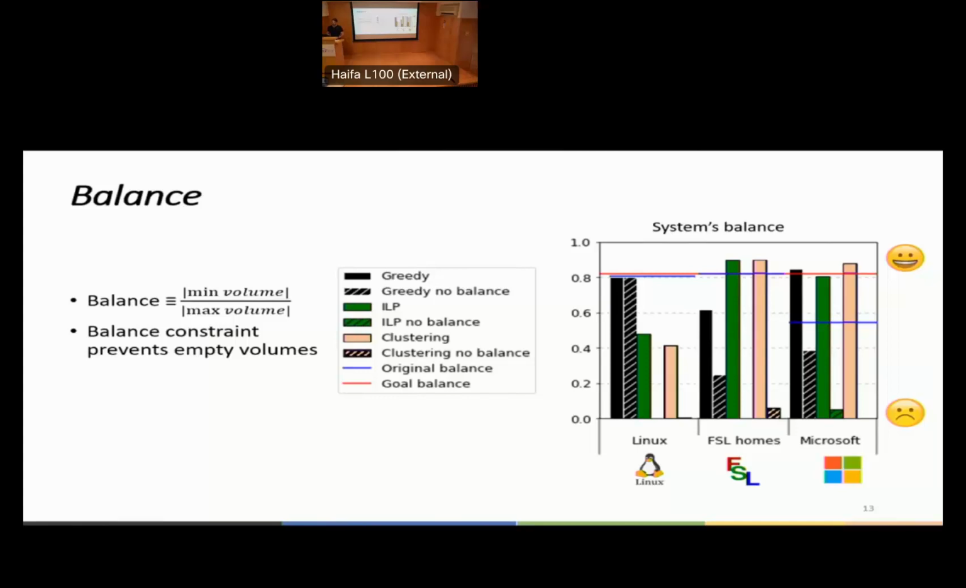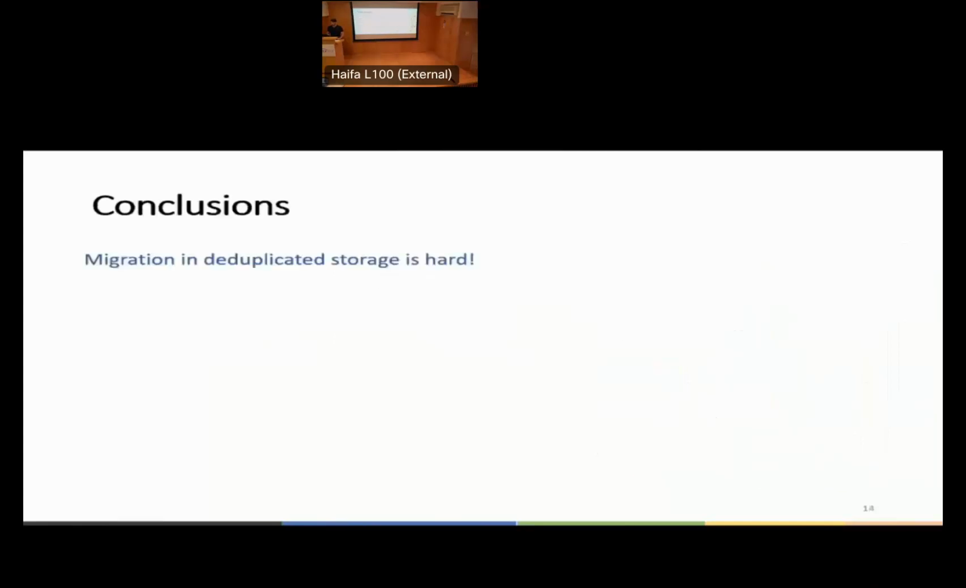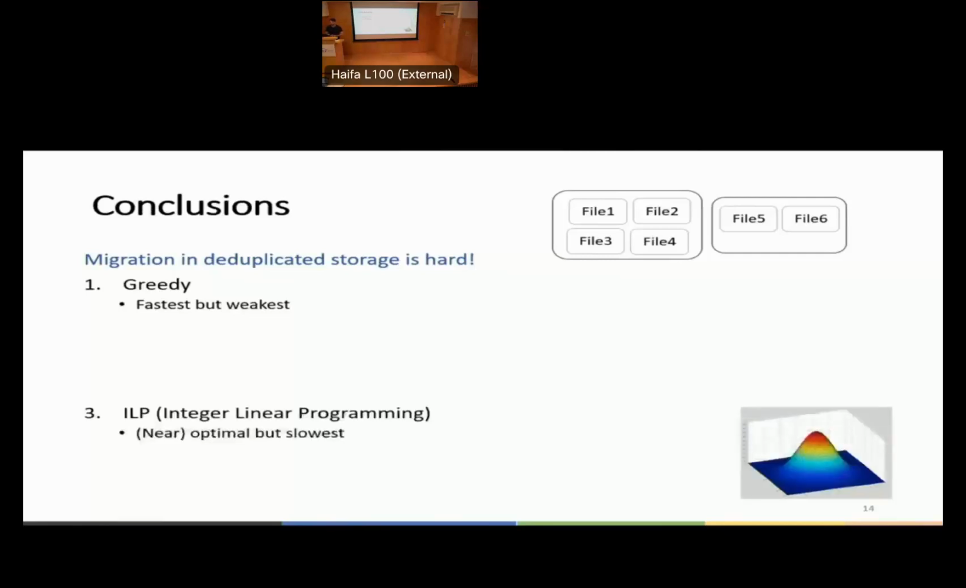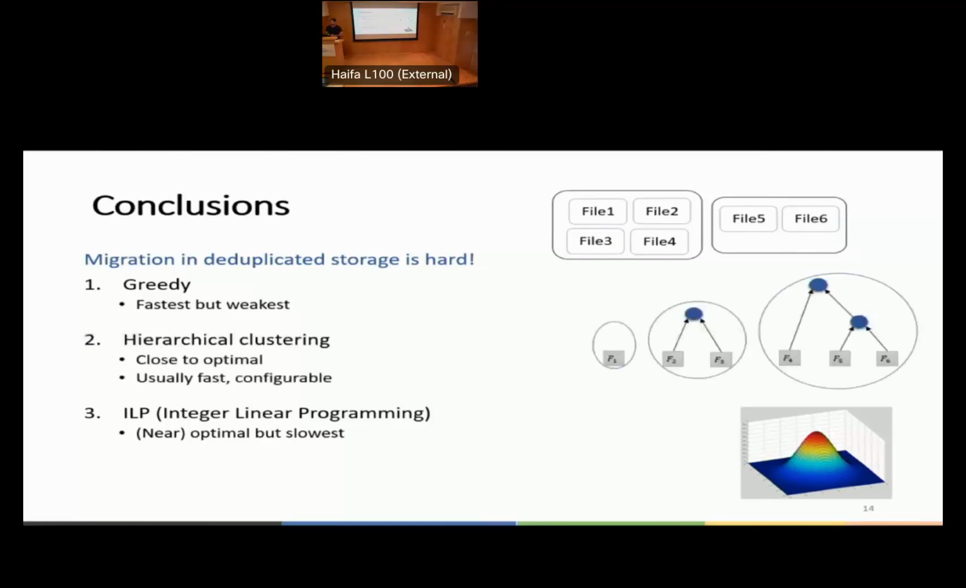So to conclude, migration in deduplicated storage is hard. We saw three approaches. The first one is the greedy approach, which is by far the fastest, but it's also very weak. The third approach that we saw is the ILP, the integer linear programming, which is optimal or close to optimal, but it takes a very long time. And in between them, we saw the clustering approach, which is close to optimal in some cases, and it's usually fast. As I said, it's also configurable and it can be reduced. So, thank you.